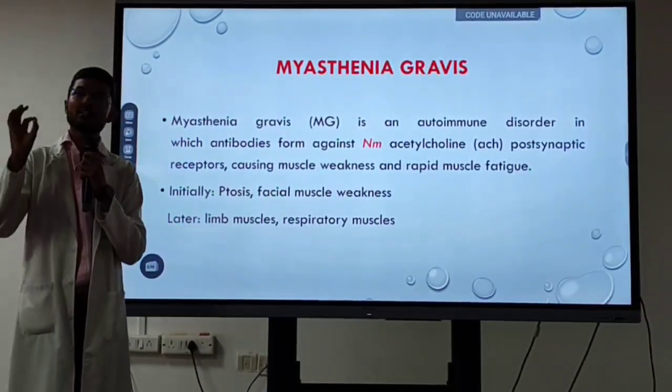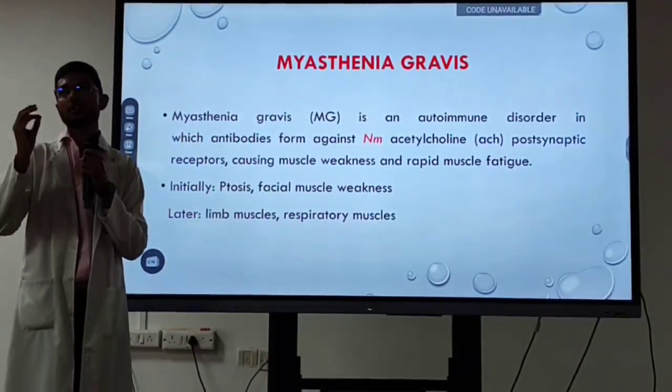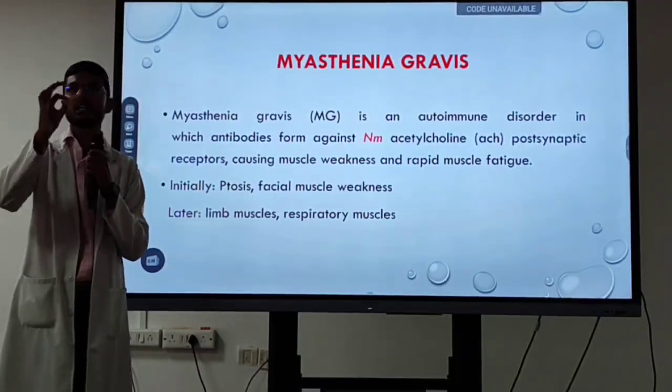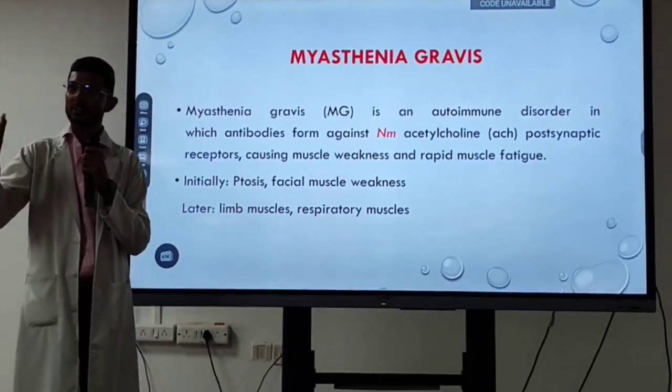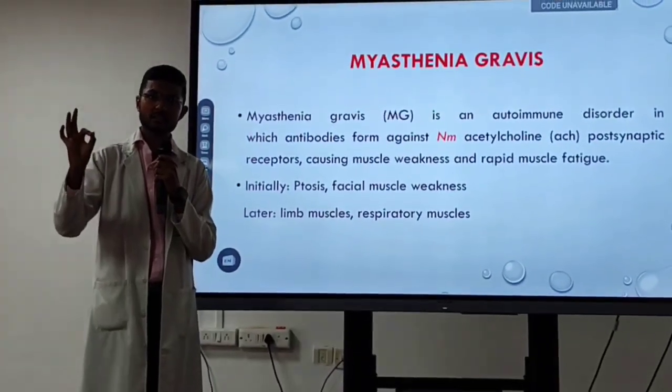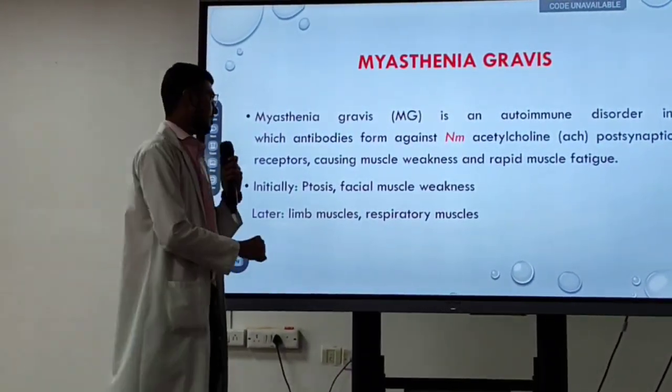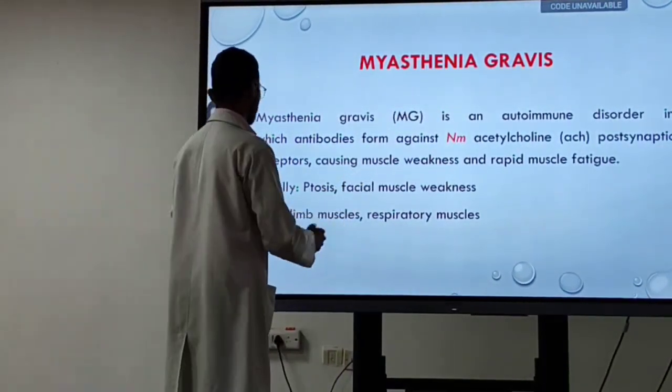Every one of us knows myasthenia gravis is a condition which is autoimmune, antibody formation will be there, NM receptors will be destroyed. Muscle weakness is there, muscle fatigue is there. Am I correct? We all know this? Now, what do patients present with?